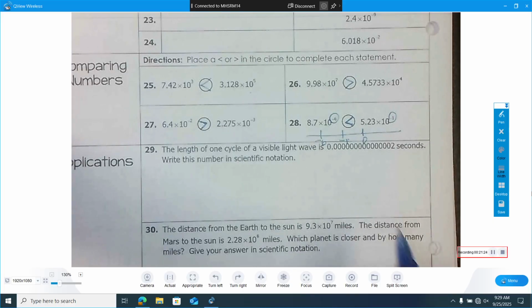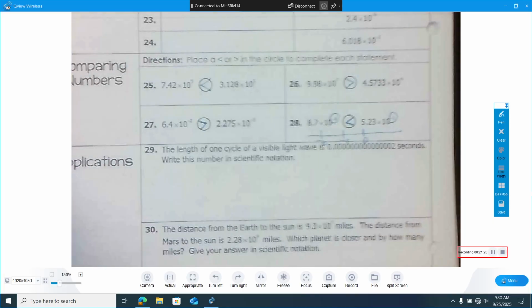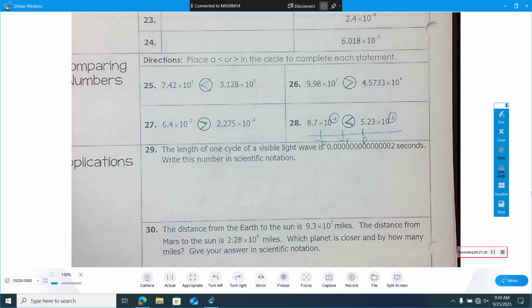Are you ready for delta math? Yes. Yeah? Okay. I think that's good. All right. Super duper. Ooh, 21.